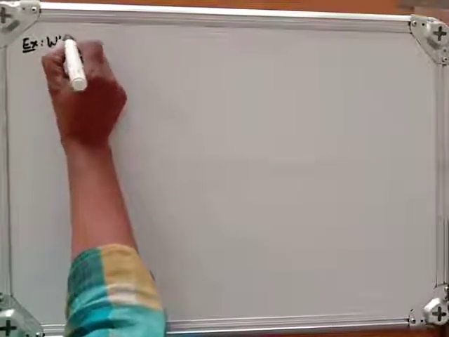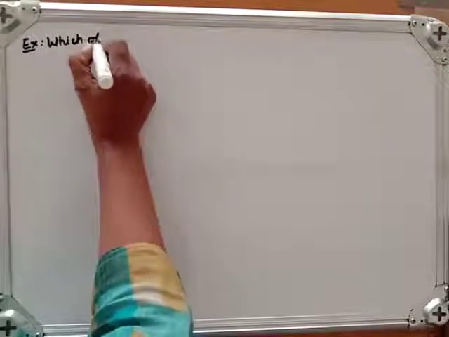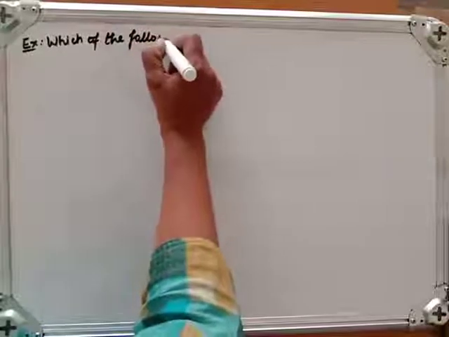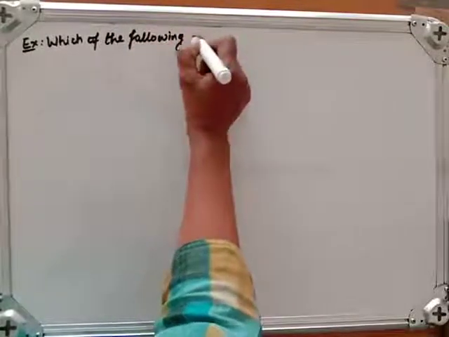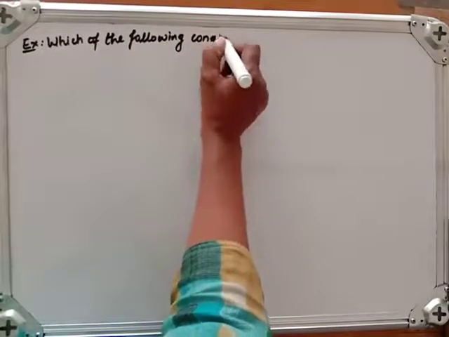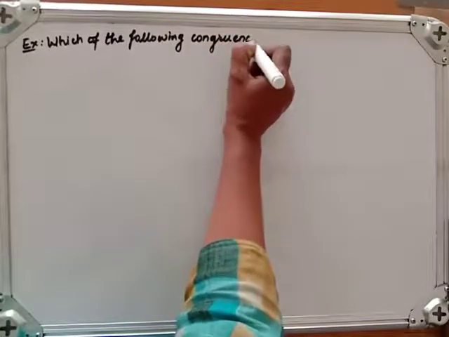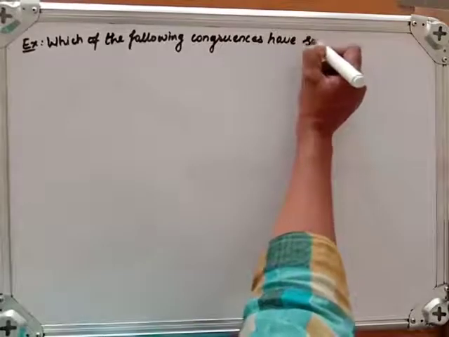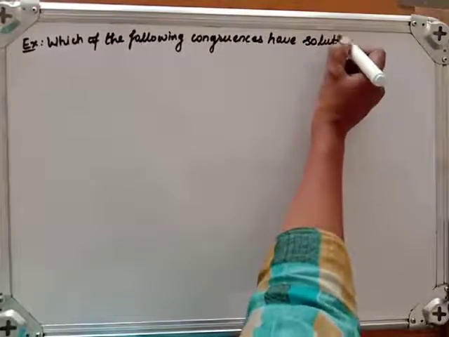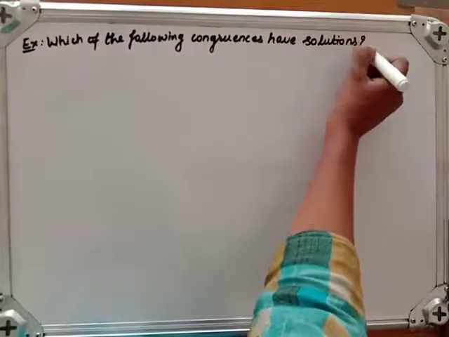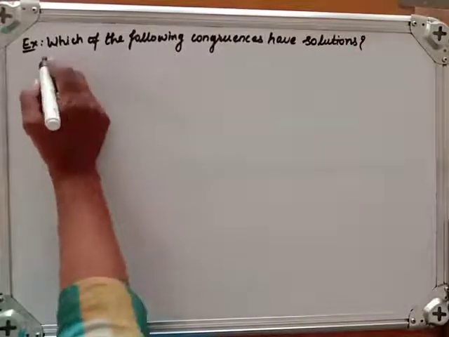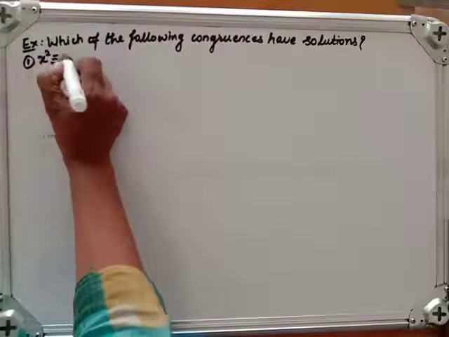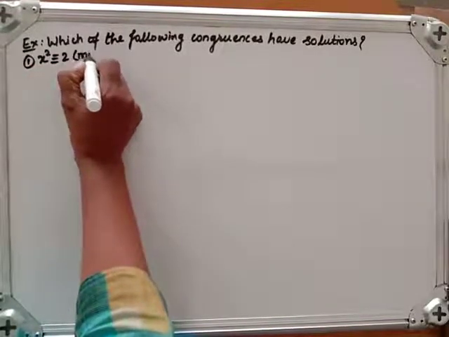Which of the following congruences have solutions? The examples are: first, x squared congruent to 2 modulo 61.